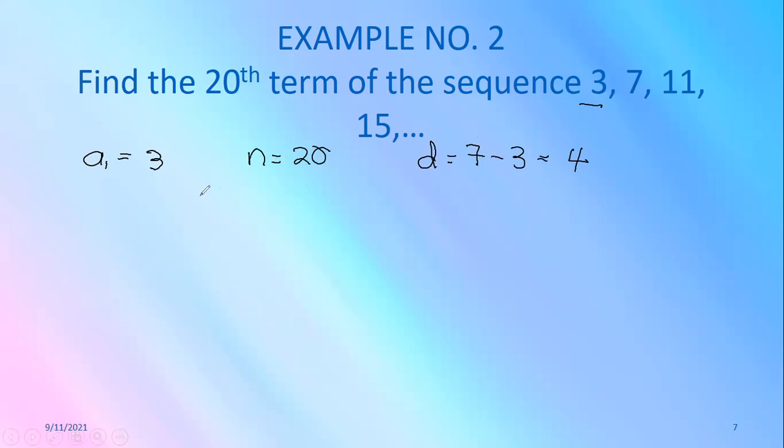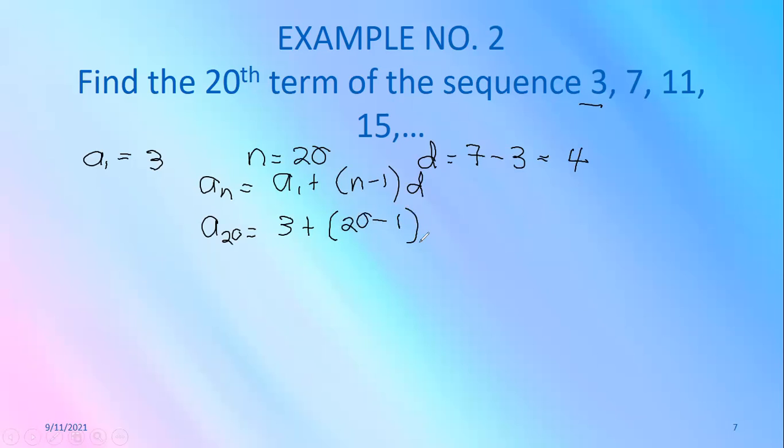Okay, let's use the formula for the nth term. Again, what's the formula? A sub n is equal to a sub 1 plus n minus 1 multiplied by d. Okay, so you're looking for the 20th term. So we have 3 plus 20 minus 1 multiplied by d, which is equal to 4.